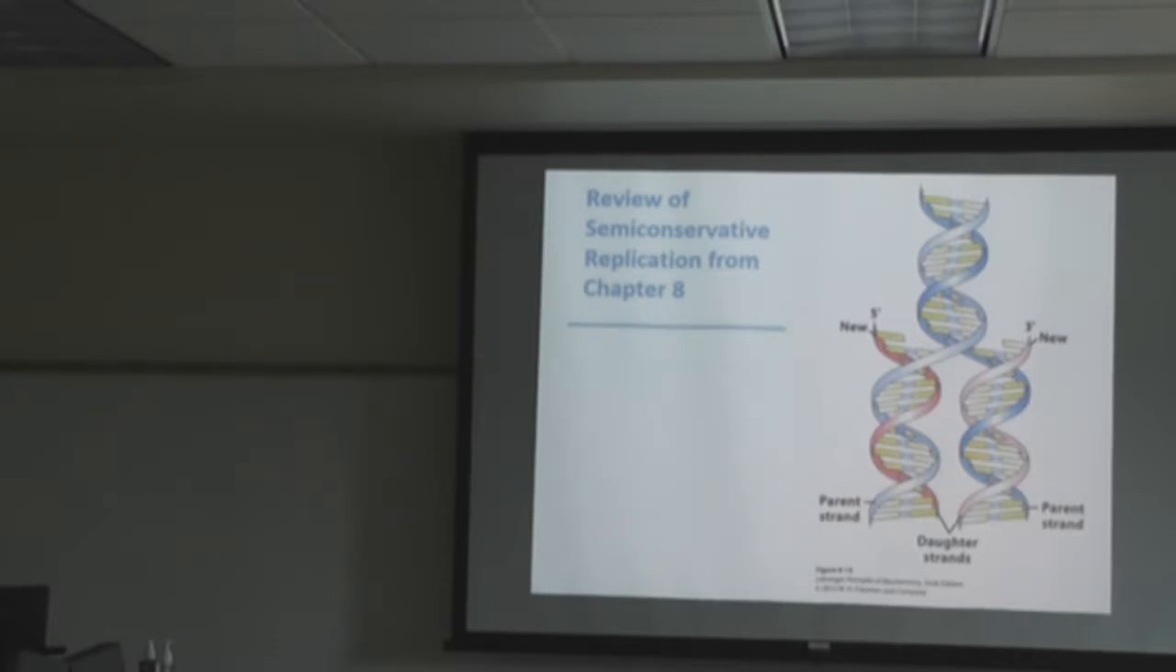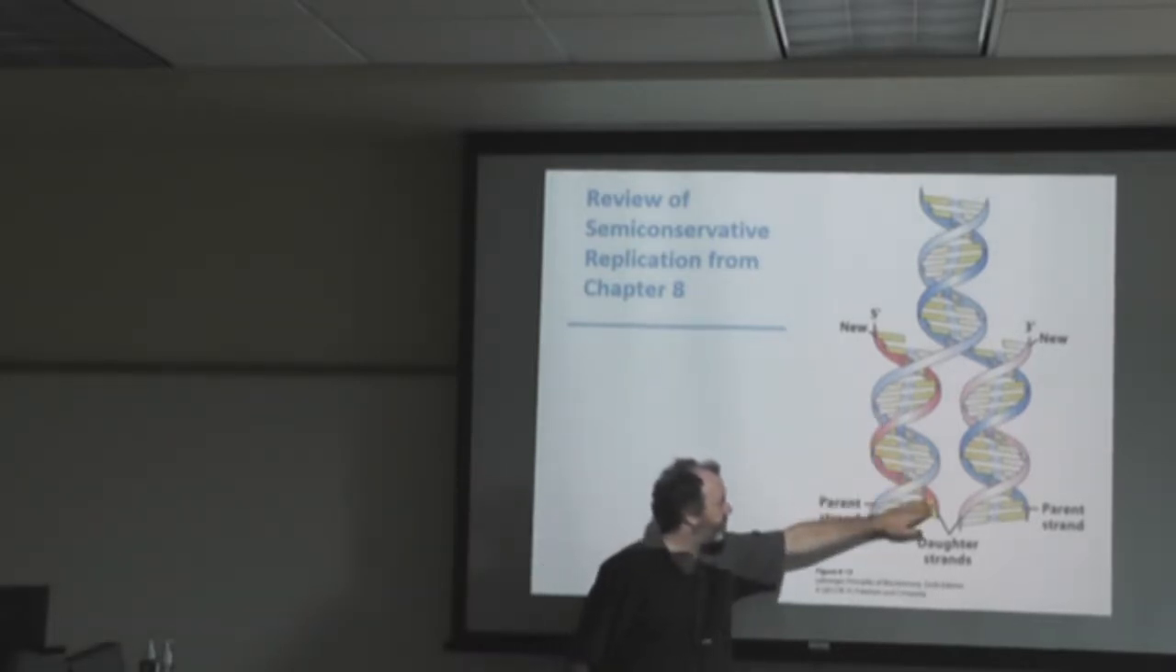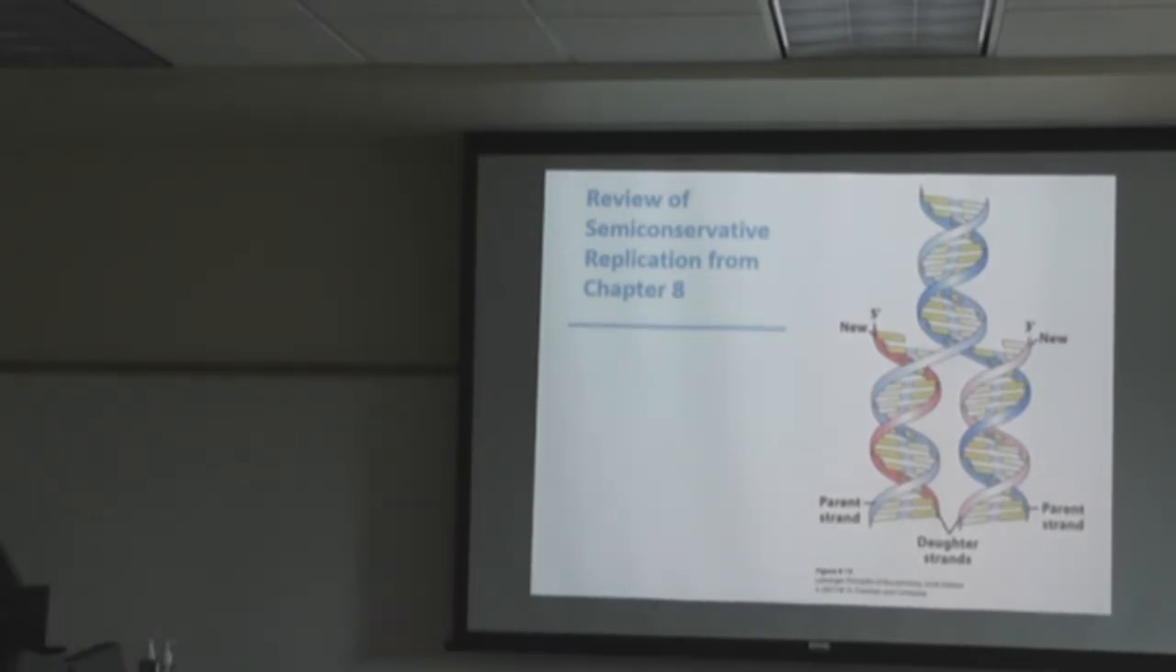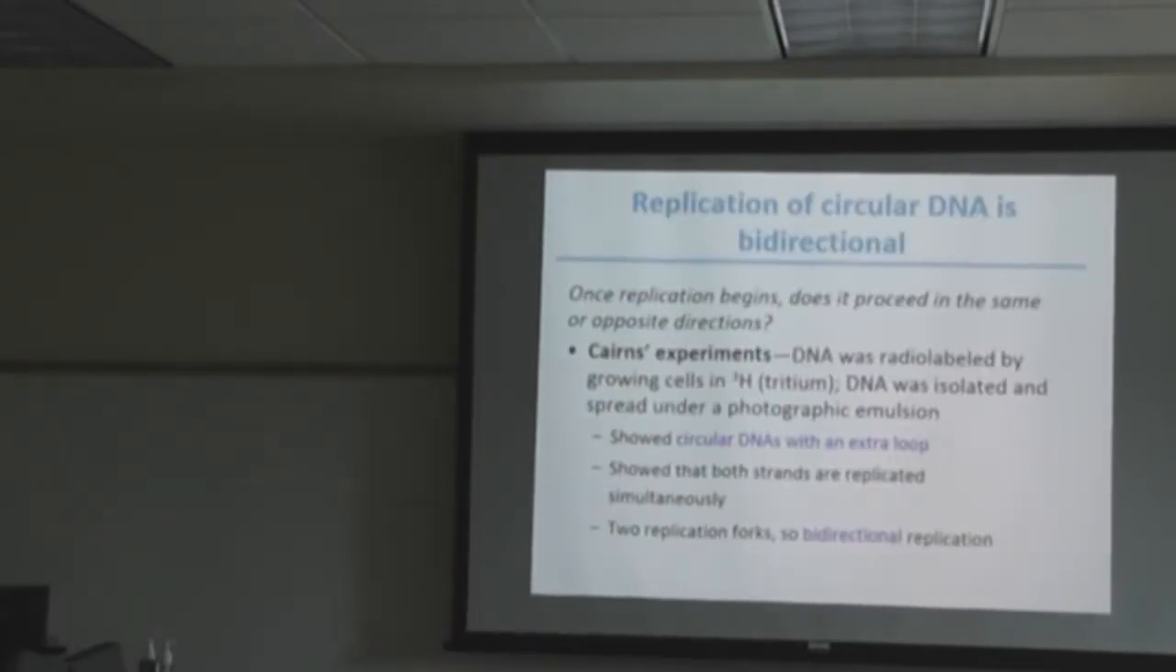Review of semi-conservative replication from chapter 8. Again, one parent strand and one daughter strand. One parent strand stays with the new daughter strand. Bidirectional replication: once replication begins, it proceeds in the same or opposite directions.